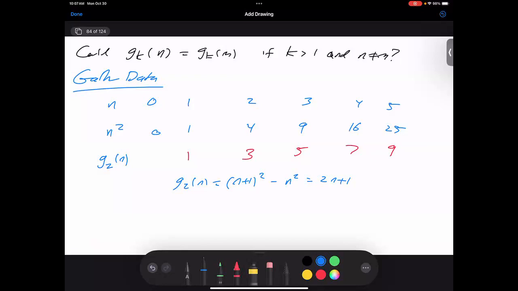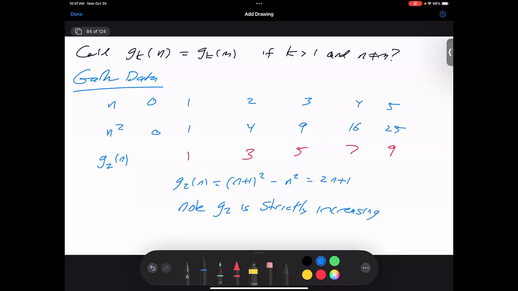So is it possible that there are two different squares, pairs of adjacent squares that have the same gap? Could we see a gap of 5 somewhere further down the line? Why not? Good, the gaps are strictly increasing. So no. G2 is strictly increasing. And how do you know that?